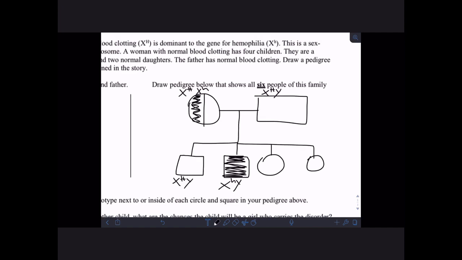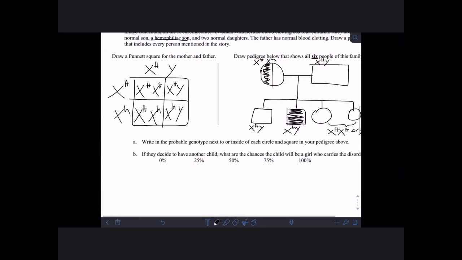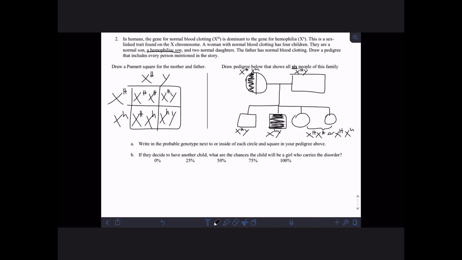The 2 daughters can either be carriers or homozygous dominant. It's unknown, and the genotypes are not disclosed in the description of the problem. It just says that they're healthy, so they can be heterozygous or homozygous dominant. Now, we completed writing the genotypes, and if they decide to have another child, what are the chances the child would be a girl who carried the disorder? Well, there's only 1 box out of the 4, so that's a 25% chance.